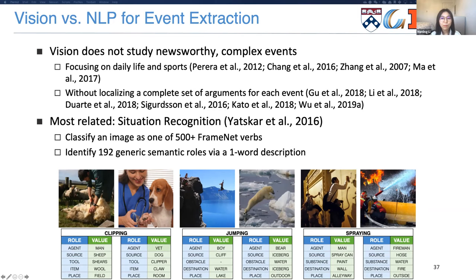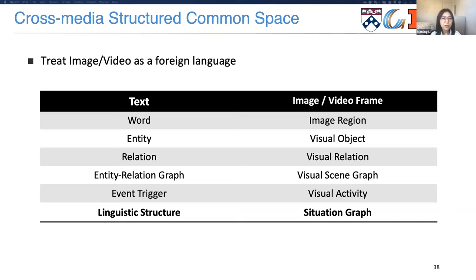But the good news is that some work offers resources similar to event argument extraction. For example, in situation recognition, one image is classified to a verb and it populates a table with nouns as arguments. But it's different from our work. It does not localize the arguments in the image. To perform multimedia joint event extraction, the key step is to understand the semantic structures of both modalities. If we consider vision as a second language, similar to multilingual common space, we can construct a multimedia common space. And in this common space, the text and image can be aligned through multiple levels. For example, the entity in the text can be aligned to visual objects, and event triggers can be aligned to visual activities. So similar to linguistic structures in text, we want to extract a semantic structure from image.